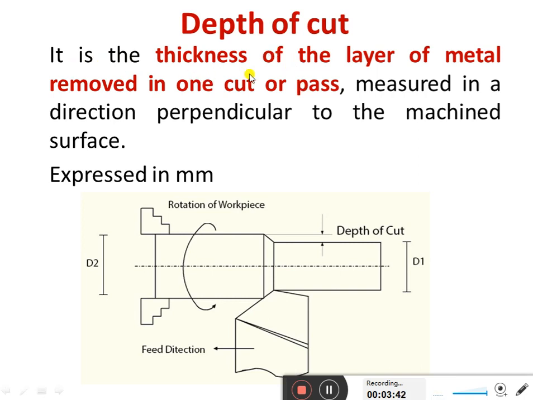And this is the depth of cut. It is the thickness of the layer of metal removed in one cut or pass, measured in the direction perpendicular to the machined surface. In the turning process we are reducing the diameter, so we are giving a depth of cut. And in a milling machine we reduce the thickness of the metal workpiece by removing the top surface. So that is the thickness of the layer of metal removed in one cut or pass.